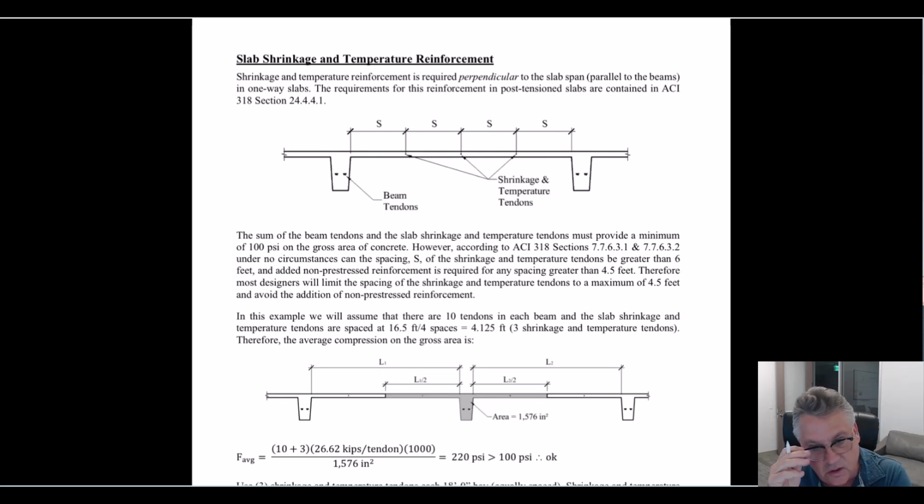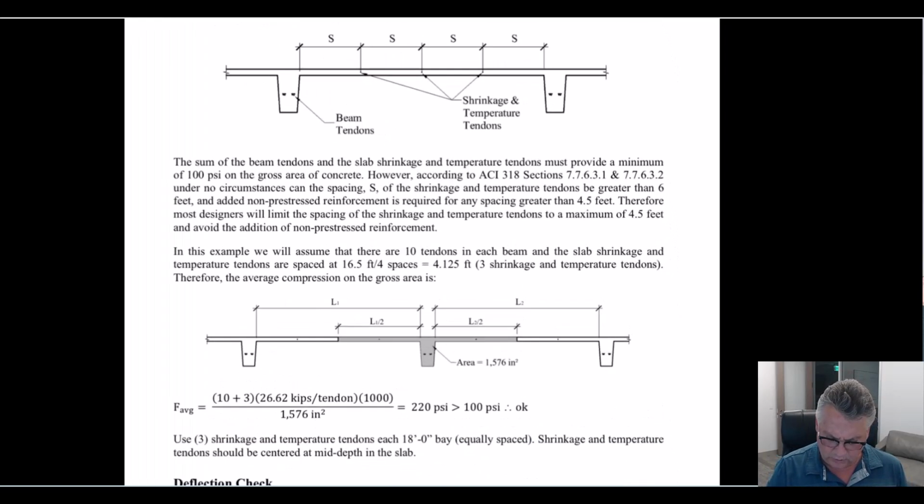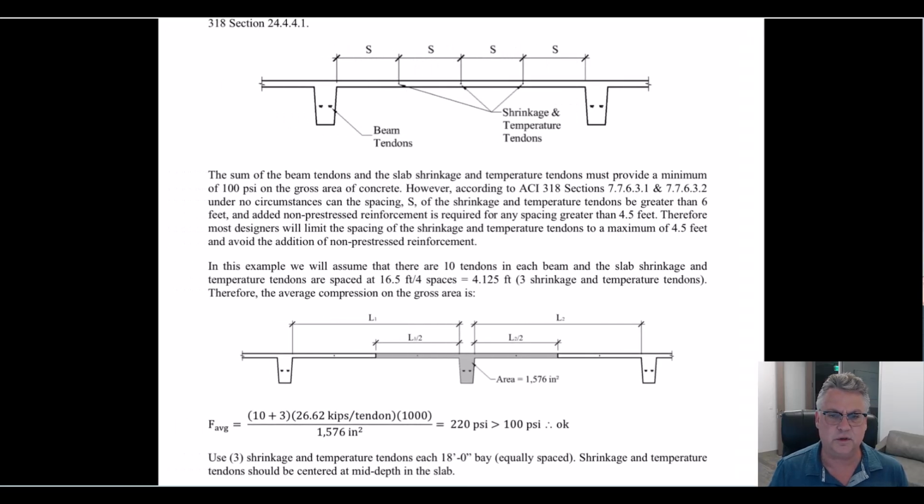But the code says you still need to provide temperature and shrinkage reinforcement for that direction. We don't want the slab cracking in that direction, even though it's not working or technically flexing in that direction. So this is temperature and shrinkage requirements. Now you can do this with bonded steel, or in post-tensioning you can do this with pre-stressing steel also. It is the most common to actually calculate pre-stressing steel to satisfy the temperature and shrinkage requirements.